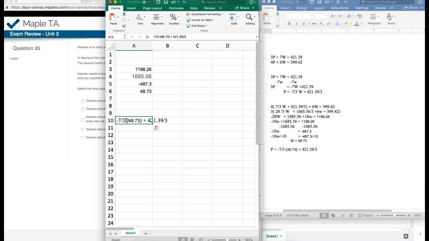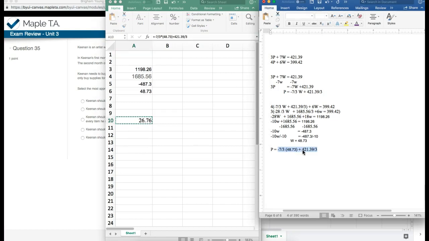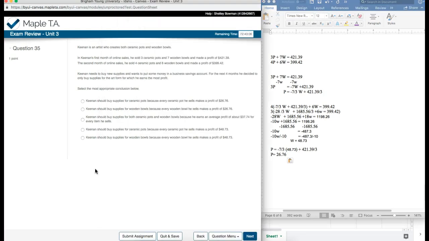and just take out these extra spaces, make sure there's a multiplication there, and formatting, there's going to be some spaces here. I think everything looks good. Put an equal sign so it'll calculate it, and we get $26.76. And so that's P equals this. And let's go check out what it's asking us now.